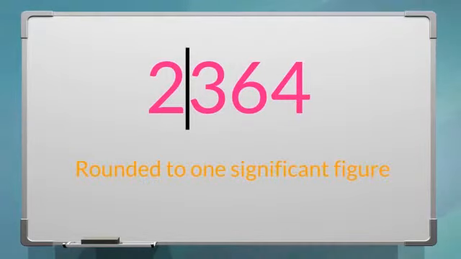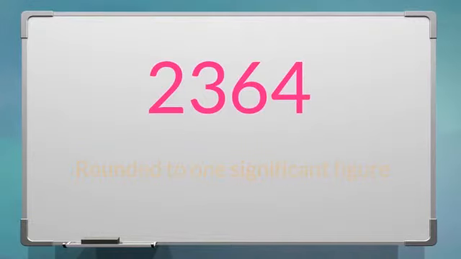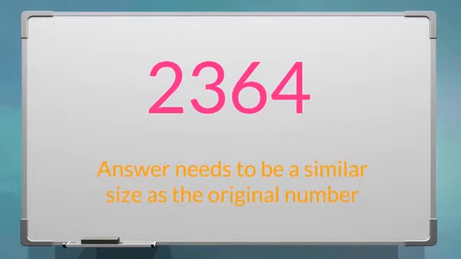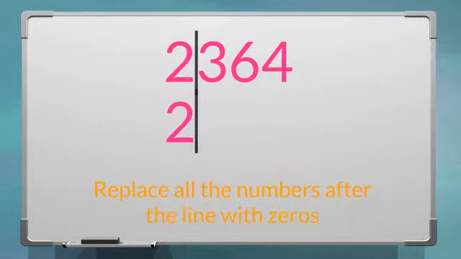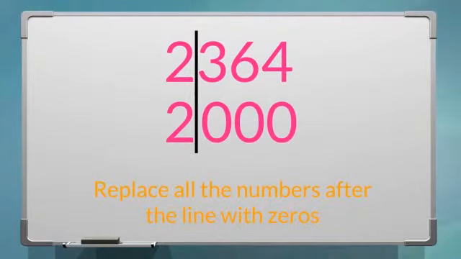The only difference now is that the number you end up with needs to be a similar size to the number you started with. 2 and 2,364 are very different in size. The way to fix this is to replace all the numbers after the line with zeros. This means that you'll need to put 3 zeros after the 2, making it 2,000. This is the same kind of size as the number you started with.